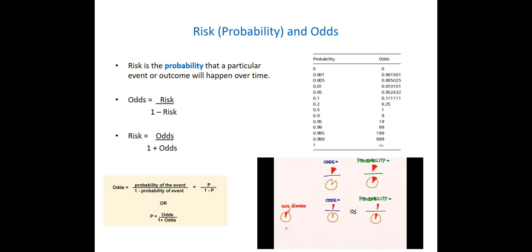Now, if you change the subject of the formula, you will see that the risk is also odds over 1 plus odds. Now, I want us to look at this table. You will see that they calculated risk or probability for some events and then the corresponding odds. You will see that if risk or probability is 0, the odds is 0. If probability is this, we will see something.